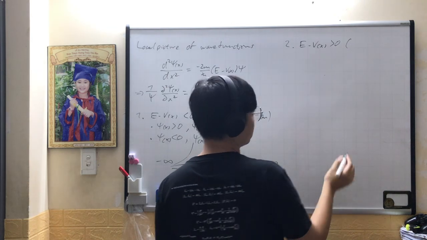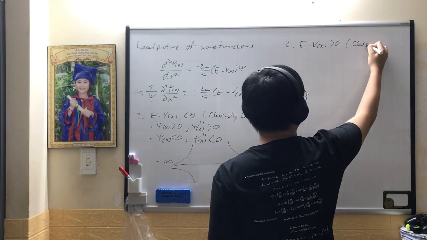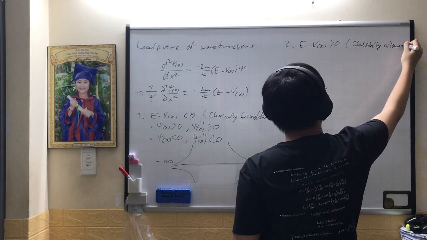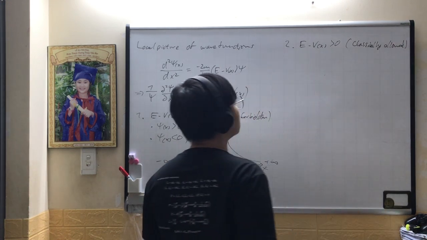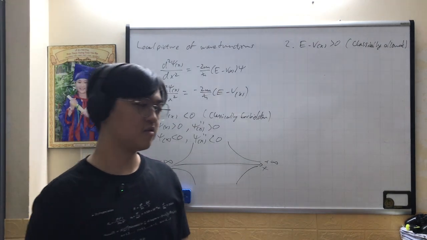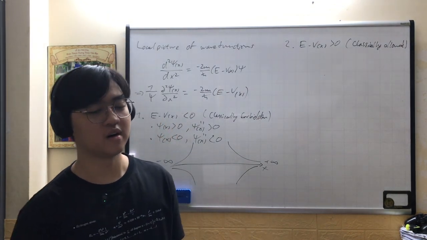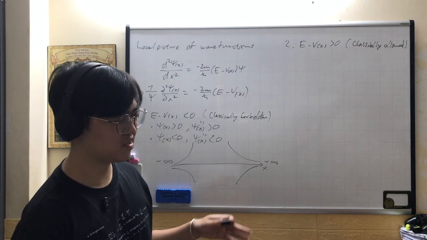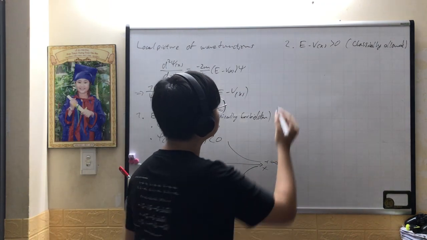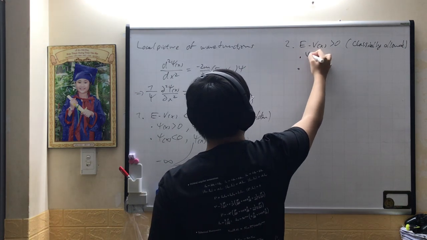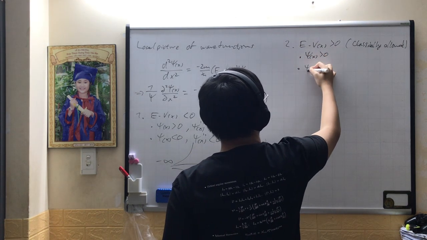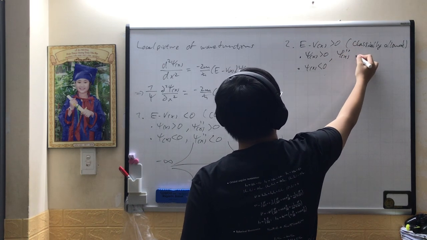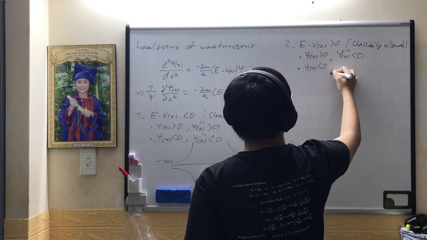And the second one is if E minus V is greater than 0. And this guy's the normal guy, so classically allowed. With the classically allowed, your second derivative is going to have a different sign compared to your wave function. So two cases: your wave function is greater than 0, or your wave function is less than 0. This is gonna be less. Okay.